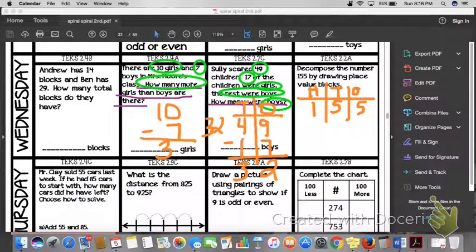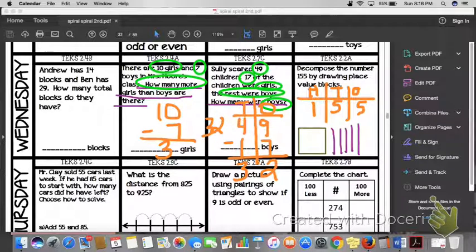So how many hundreds are we going to need? 1. How many tens are we going to need? And if you said 5, you are correct. Wow, these lines do not work, so hold on. 1, 2, 3, 4, 5.